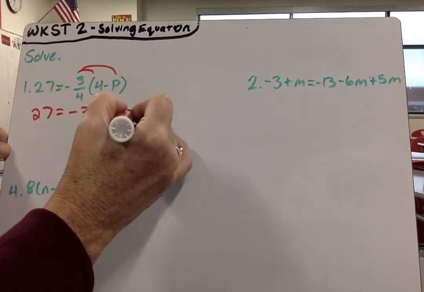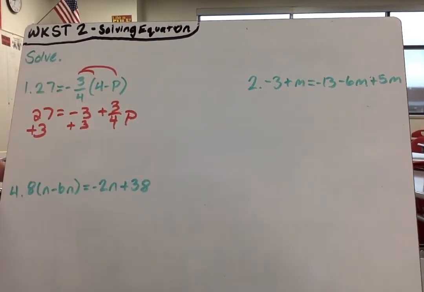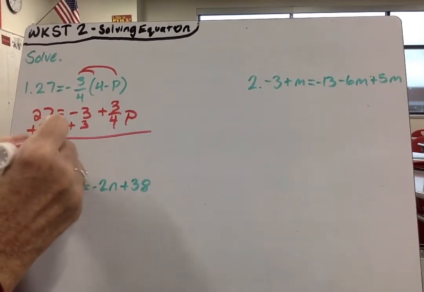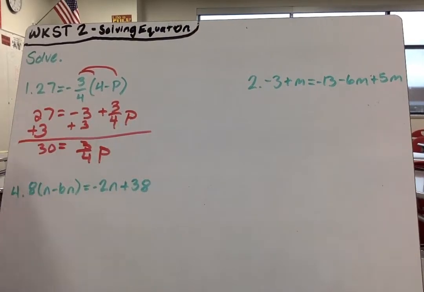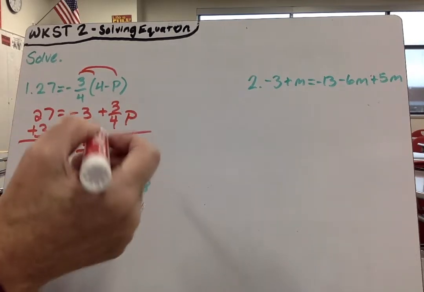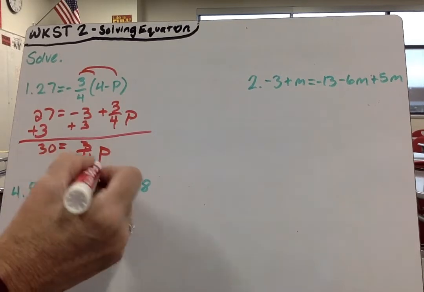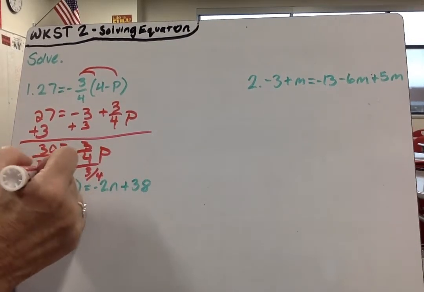Then in order to solve for p, we're going to add 3 here. Add 3 to both sides there. So we get 30 equals 3/4 p. Now we can do one of two things to get rid of the fraction. We can divide by 3/4, or we can times by 4/3. And I'm just going to divide by 3/4 because your calculator can really do all this work.